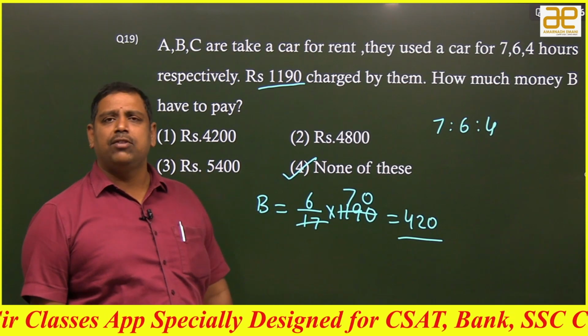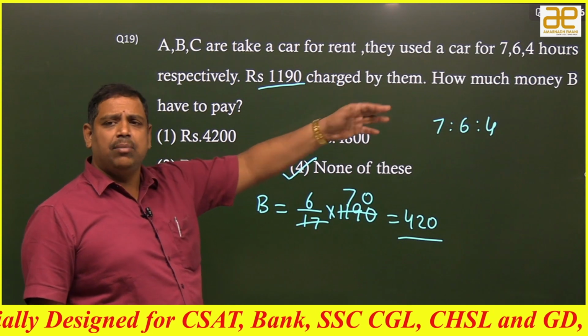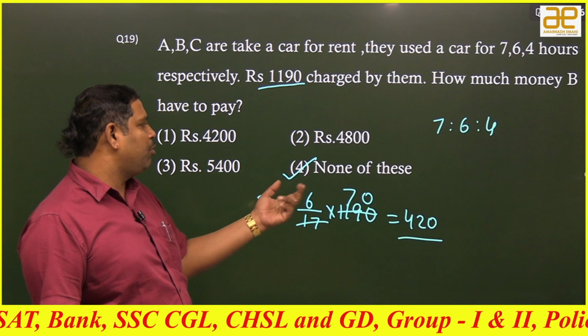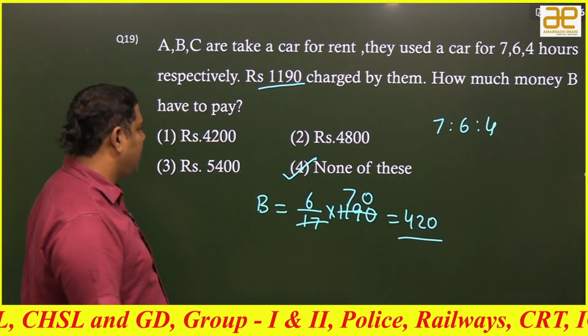Actually, for this particular question, there is no need to solve it. Why? Because the total rent is 1190. B's rent means definitely less than that. But he has given all the options more than that. That means, is that possible or impossible? Directly the answer is none of these. Without solving the problem also we can answer.